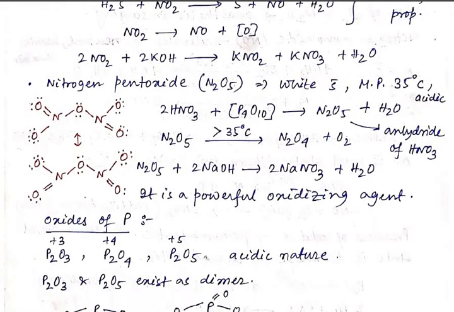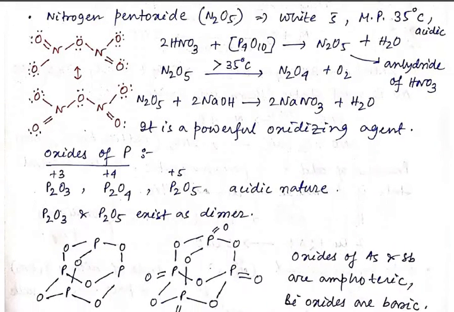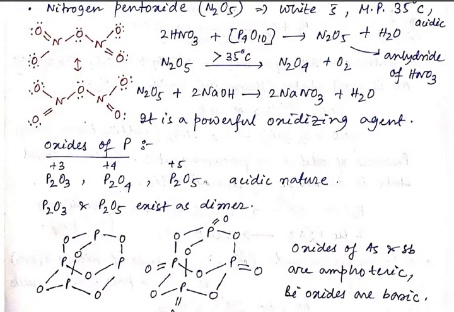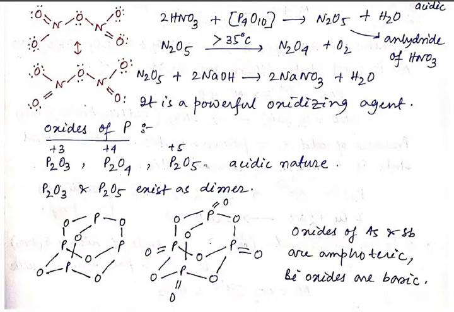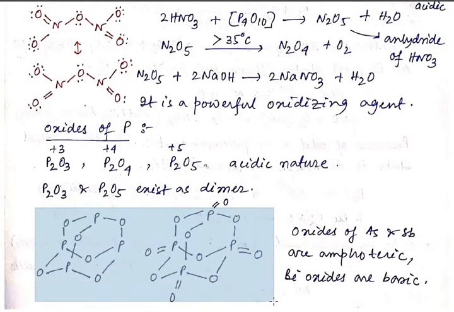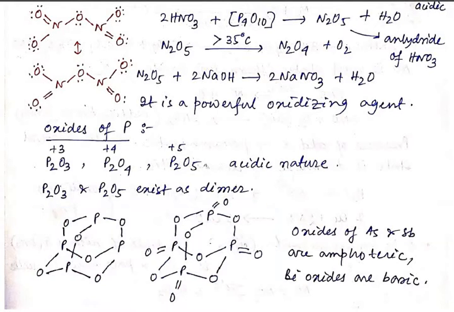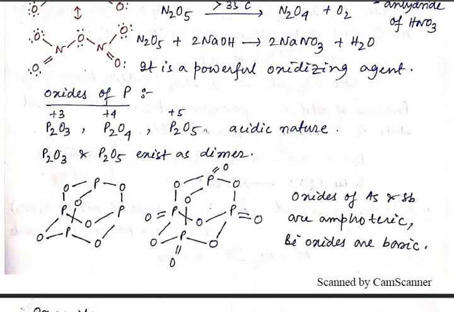Okay, so this is all about the oxides of the nitrogen. Then the oxides of the phosphorus we have seen. Mainly 3 oxides are there in case of the phosphorus. One is the P2O3, another one is the P2O4, and the next one is the P2O5. Out of them, mainly P2O3 and P2O5 are very, very important because they exist as the dimer, and their structure is very, very important for your exam also. So these two structures are very important. That is the structure of the P4O6 and the structure of the P4O10. You have to remember these two structures.